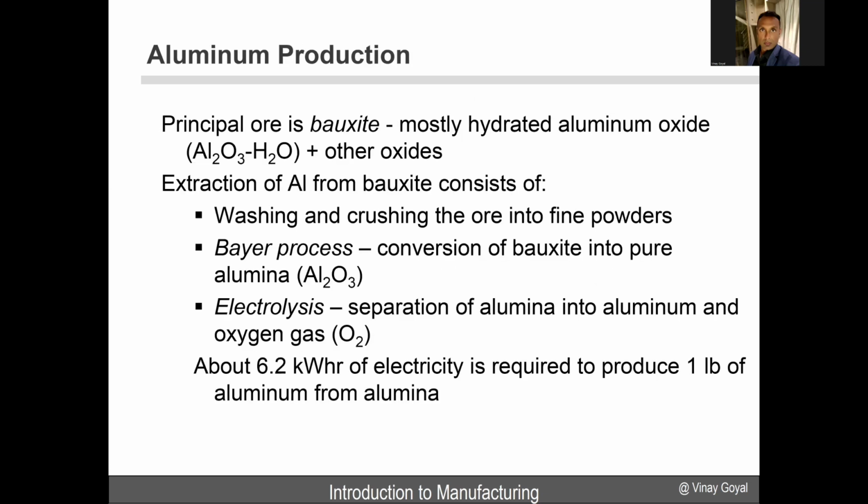To produce aluminum, you have to start with the principal ore, which we call bauxite. Now, this tends to be mostly a hydrated aluminum oxide, and to extract aluminum from bauxite, you have to wash and crush the ore into very fine powders. There's another step called the Bayer process. That process converts bauxite into pure alumina. And then you have electrolysis, which is where you separate the alumina into aluminum and oxygen gas. You need electricity, obviously, for this process to produce aluminum from alumina.